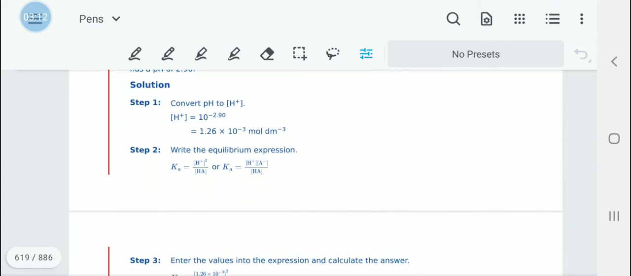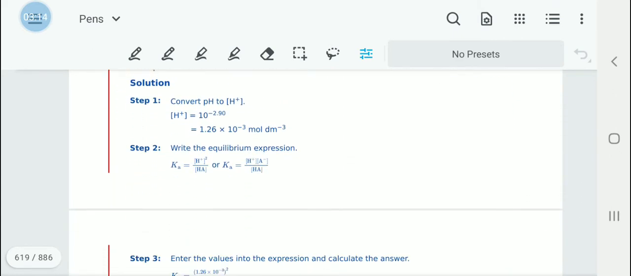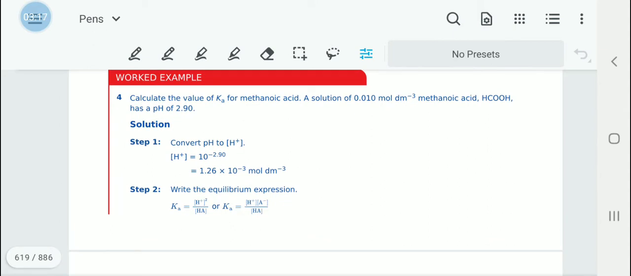That is a little bit confusing, but let's go through the example and see how it makes it easier for us to calculate H+ ion concentrations or the strengths or the Ka values of acids at A-level. Now they are asking us to calculate the value of Ka for methanoic acid. You know that methanoic acid is a weak acid. The solution has 0.010 mol per cubic decimeter methanoic acid, and it has a pH of 2.90.